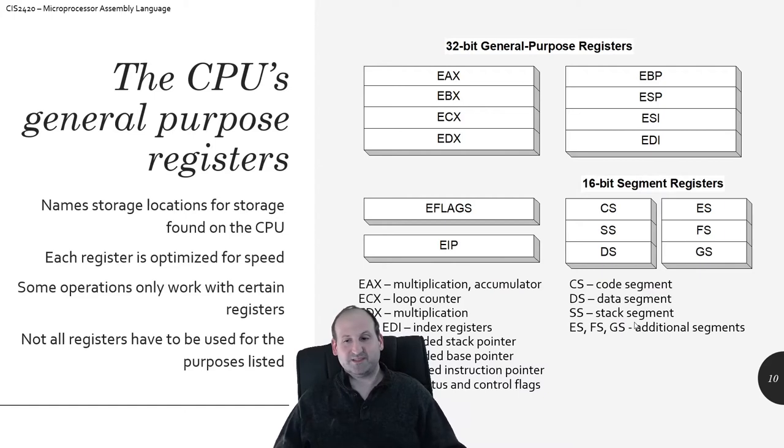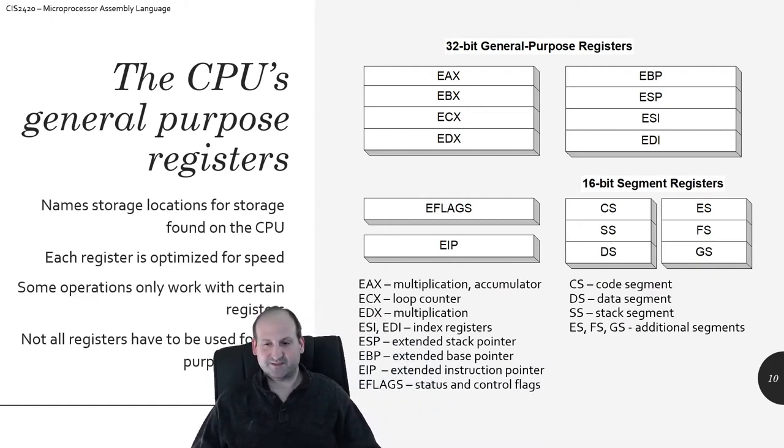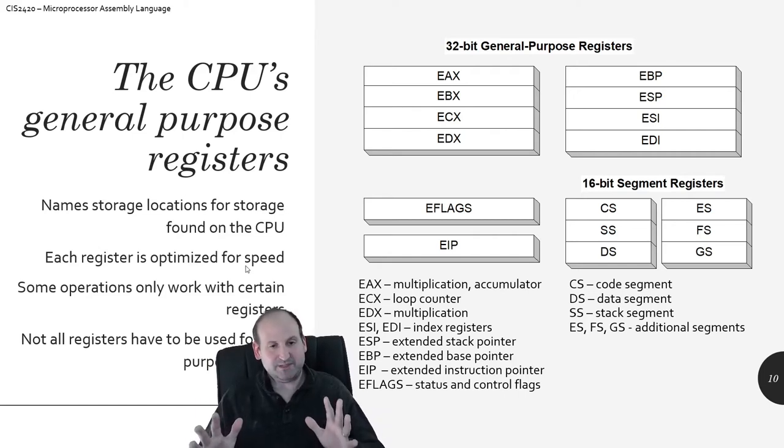So here we go. These are your new best friends when it comes to your life for this course. These are the general purpose registers sitting on the CPU. Almost every operation you perform has to use one of these things to get the job done, and each register is optimized for speed. As we discussed, they're sitting on the CPU already.